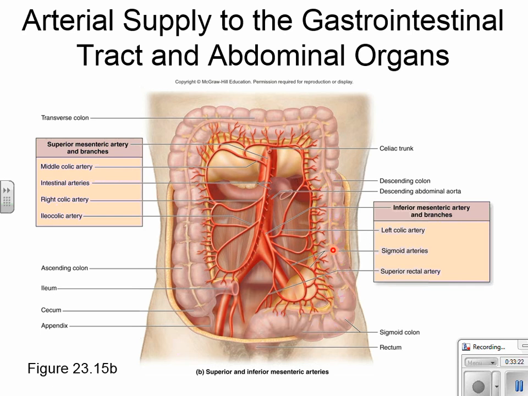Interesting stuff, though. Here's our appendix on the tip of the cecum. We have our ileocecal valve in here. We'll see that later in another chapter. But that is the detail of the superior and inferior mesenteric. Technically, there's like 30 some odd arteries in here. We do not need to know all those. It would make us dizzy.